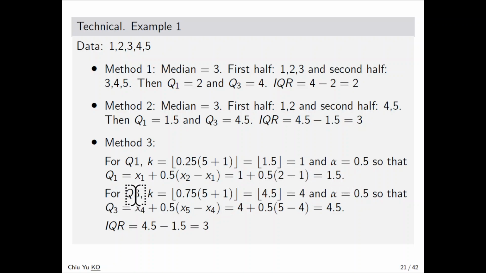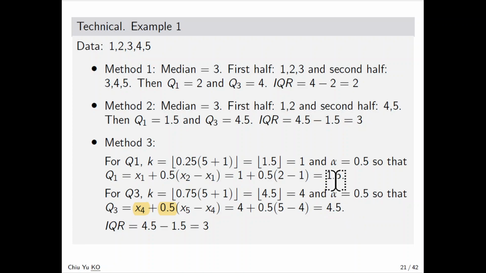And Q3 is the same. For Q3, p will be the third quarter, and n plus 1 will be 5. So we have 4.5. You take the integer part, 4, and the decimal part is 0.5. So we have the fourth data point because k is 4, and alpha is 0.5. And the difference between 4 and 5 is 1, so it's 4.5.